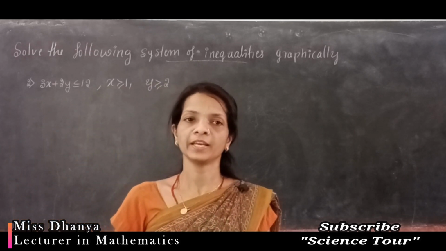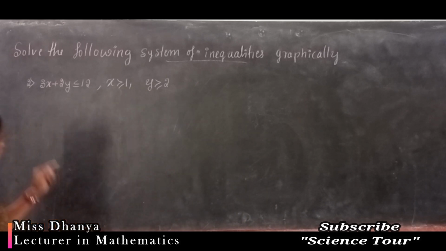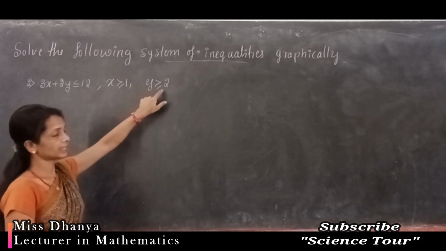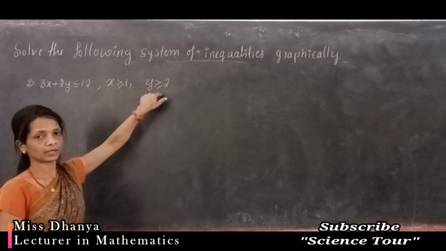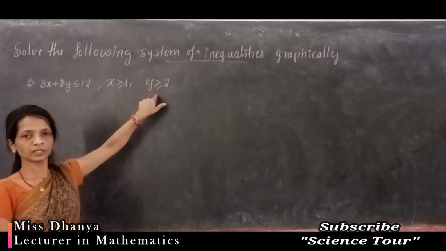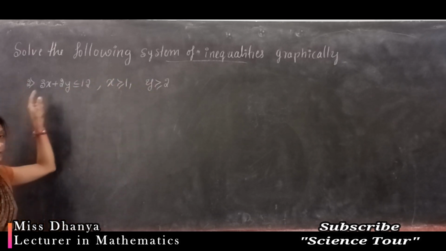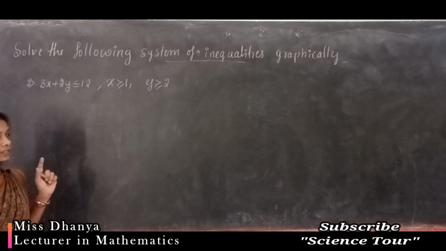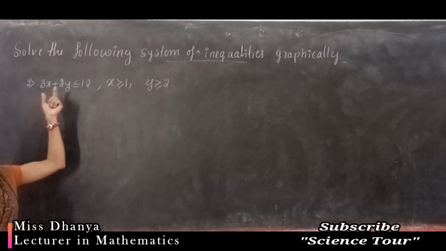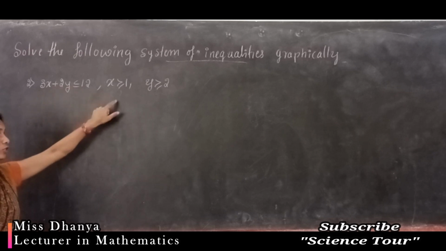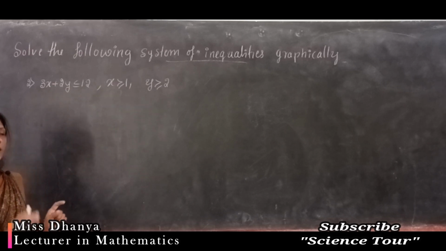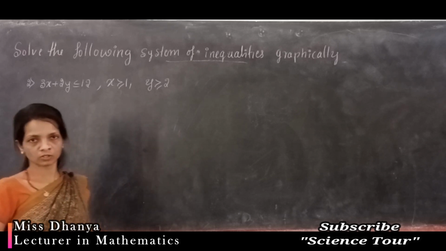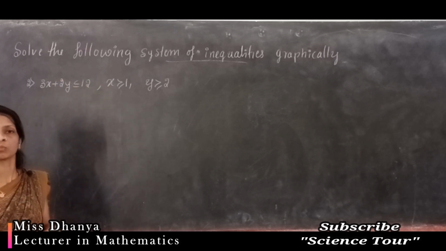Next system of inequalities you have to solve graphically is this one: 3x plus 2y less than or equal to 12, x greater than or equal to 1, y greater than or equal to 2. You have three inequalities. Okay, all these three inequality symbols you have to replace by the equal to symbol, then you will get three line equations. All three lines you have to draw in the same Cartesian plane, and after that you have to shade the solution region of all these three inequalities. All the shadings meet at which region? That region will be the common solution region. That is the solution of this system of inequalities.